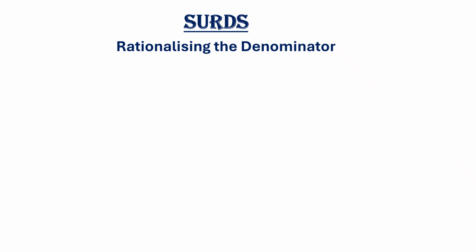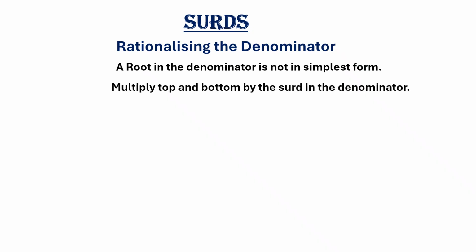That's it. Now let's do some rationalizing the denominator. Whenever you have a square root or any root in the denominator, that means it's not the last answer. It's not simplified. So we need to simplify it. We multiply both top and bottom by the surd in the denominator. So there is a small rule. You don't need to memorize it, but it's better. A divided by root b is equal to a root b divided by b.